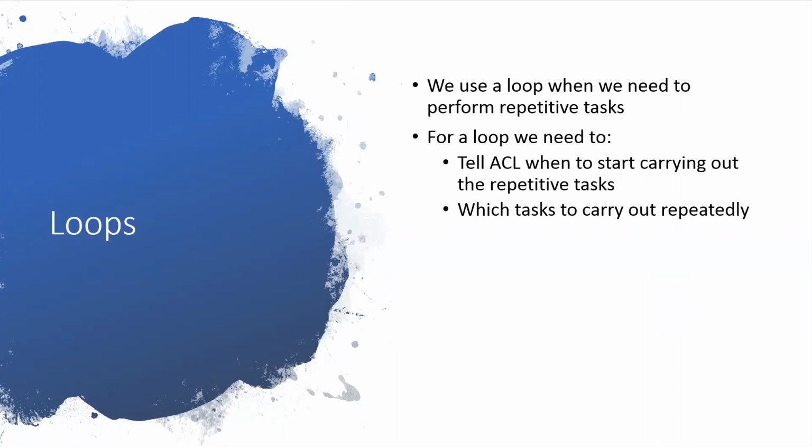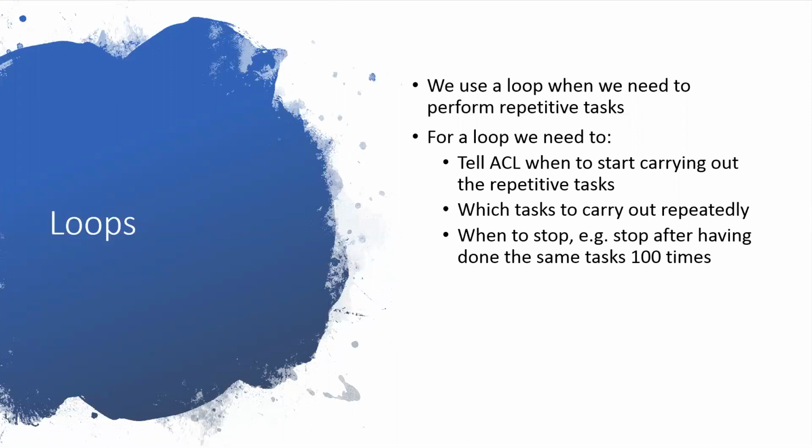Must it go extract record 1 from a table and then record 2 and then record 3? What exactly is it supposed to do repeatedly? And we also need to be able to tell ACL when to stop. Okay, you've done those repetitive instructions enough times, ACL, 100 times, 1,000,000 times, whatever it is, now stop.